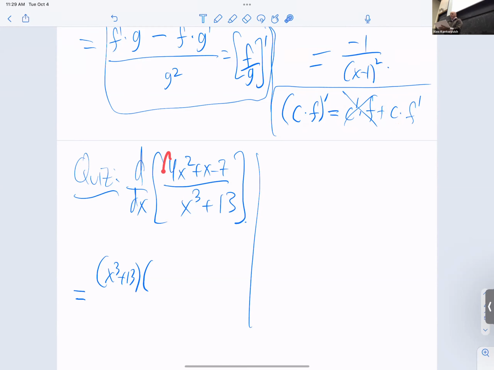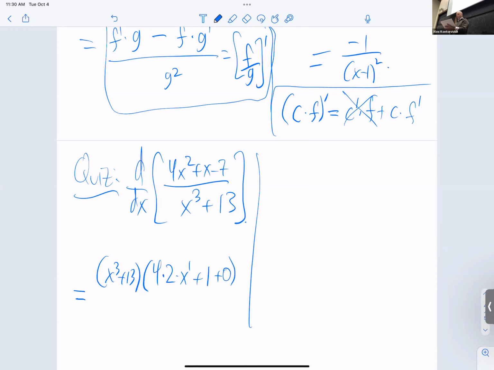Okay, so we have a constant 4 in front of a function x squared that we know. So the derivative of that will be 4 times the derivative of x squared. The 2 comes down and the exponent gets decremented by 1. So I get 2 times x to the 1, plus the derivative of x is 1, plus the derivative of negative 7 is 0.